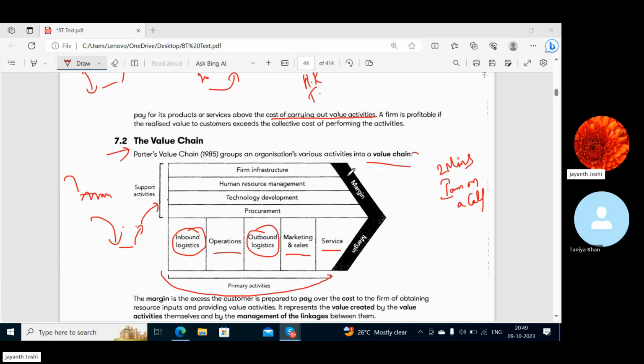Now, this is what is happening. The primary activities are maintaining inbound logistics perfectly, performing all the operations perfectly, and seeing to outbound logistics. Marketing and sales should be intact, and all the services should be intact. These primary activities are supported by other activities: for all this, you should have good infrastructure, human resource management, technological development, and also procurement, right?